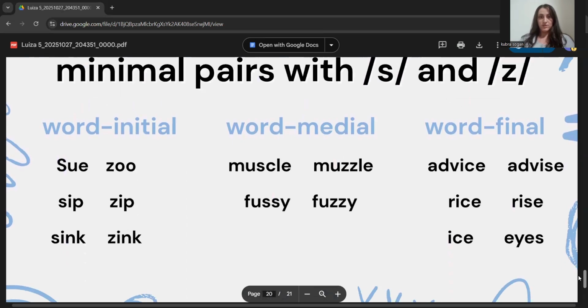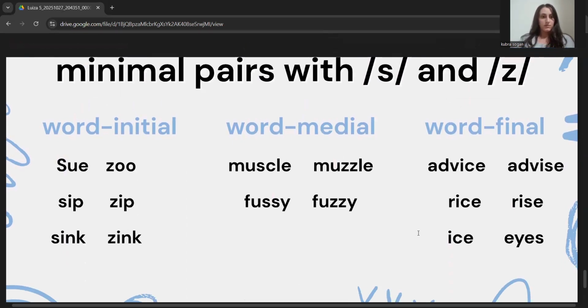Okay, let's read the words with s and z. Sue, zoo, sip, zip, sink, and zinc. Muscle, muzzle, fussy, fuzzy. Advice, advise, rice, rise, ice, and eyes.